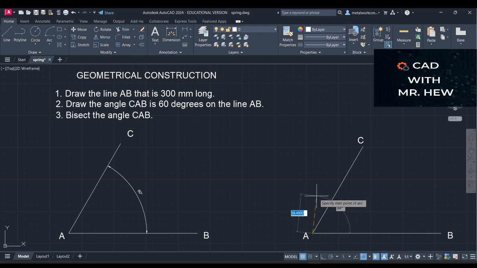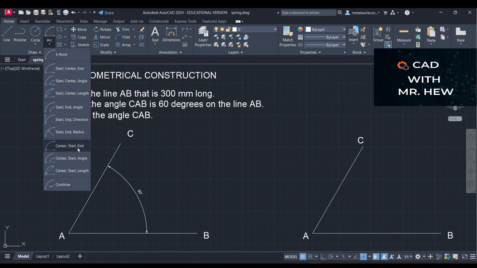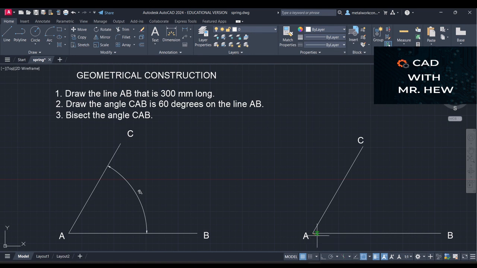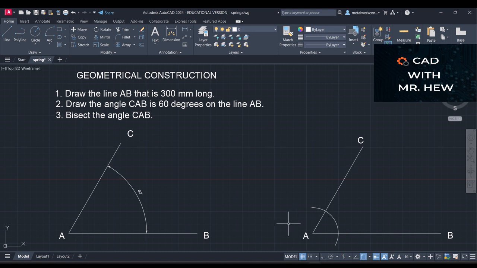We're going to mark the arc with any radius, and we're going to use 40 millimeters for today's class. Select our center point A, the radius, so that's going to make it 40. And there is the arc. Then the next step is to label where the arc intersects the lines AC and AB.